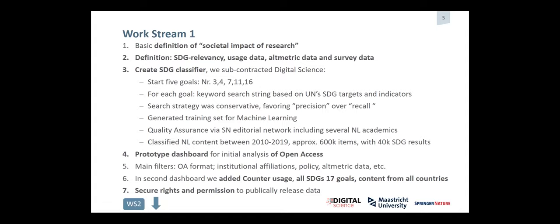And finally, we classified all academic content published between 2010 and 2019 and affiliated to Dutch-based authors. In total, we classified some 600,000 items with 40,000 positive SDG hits. Around 75% of the classified content was journals, the rest books. We then mashed up all the data in a rapid prototype dashboard to see what difference the open access format makes. Later, in our second dashboard, we added COUNTER usage stats and expanded the SDG analysis across all 17 SDGs, all publishers and all countries.